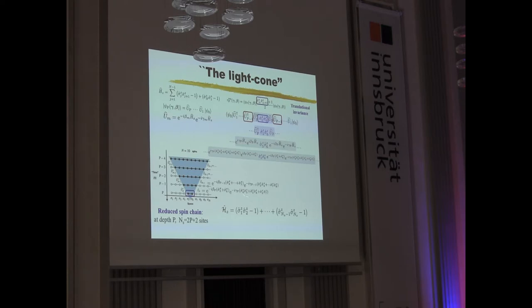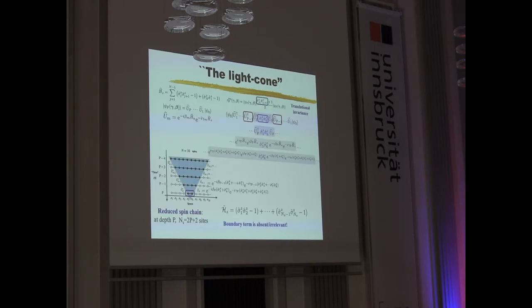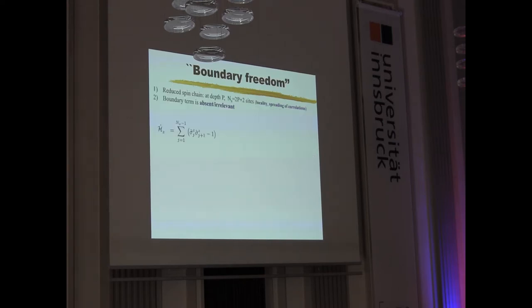And notice, there is no boundary term in this Hamiltonian. There is never a coupling between this spin and that spin. It never comes, which means an important thing: the boundary term is actually absent or irrelevant. You can put it, but it would not be involved. Now, nicely, I have a reduced spin chain due to locality and to this spreading of correlation. The boundary term is absent.